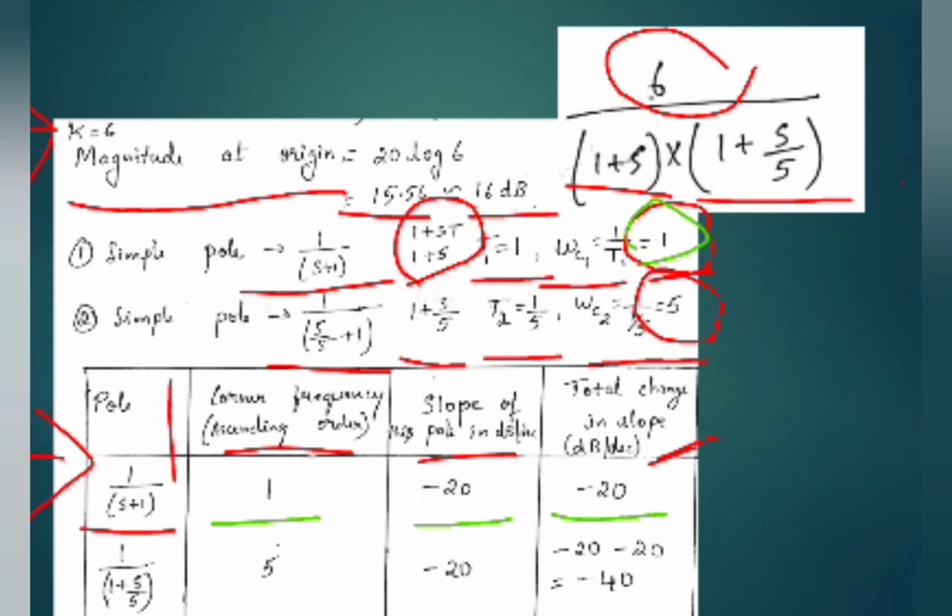And then coming to the next pole, we have the corner frequency as 5. We have already got it from this. And again it is a pole, so we are taking it as minus 20 decibel. But what is the total change in the slope? We already had minus 20 here. Now one more minus 20 has got added. So both together will make minus 40 decibel slope.